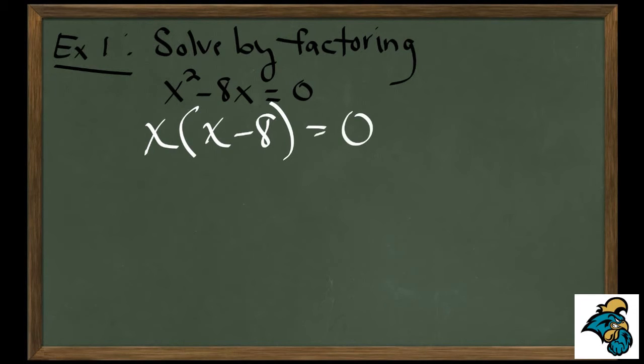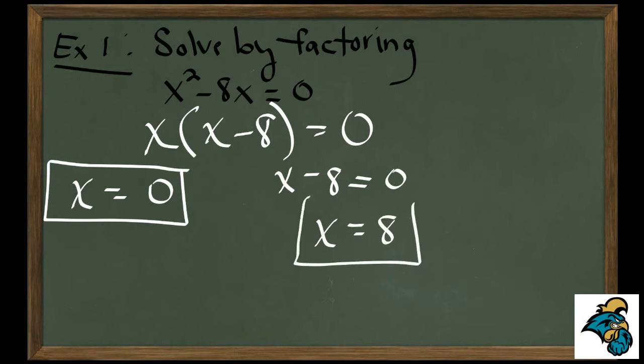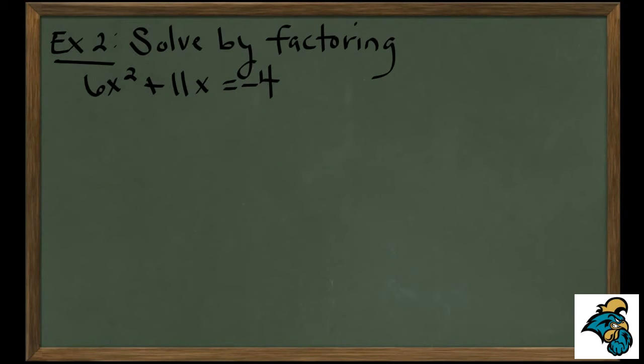Then I can use the zero product property and set each of those factors equal to 0. I get x equals 0 and x minus 8 equals 0. X equals 0 is already done, so that's one solution. Then I add 8 to both sides, and I get x equals 8 as my other solution.